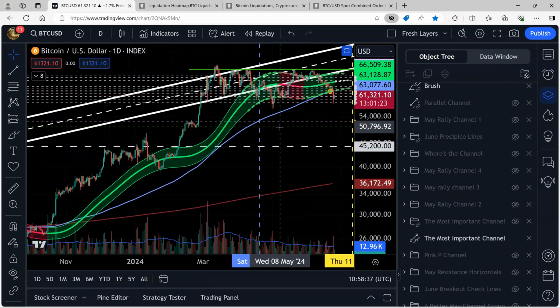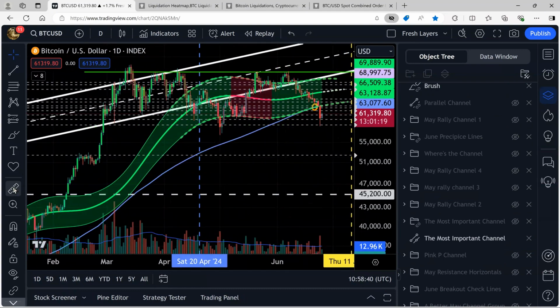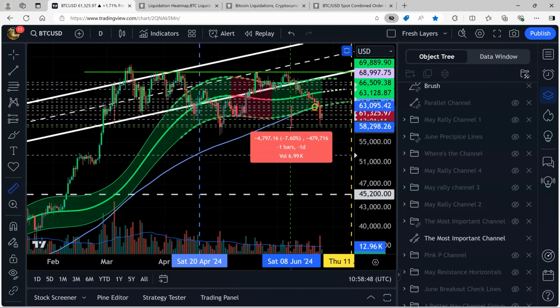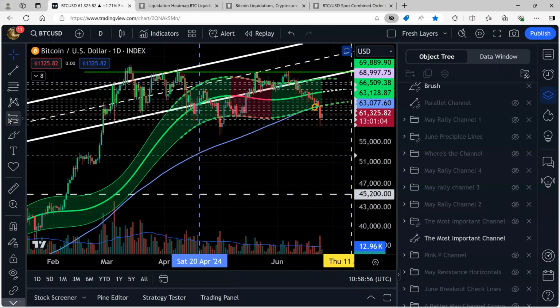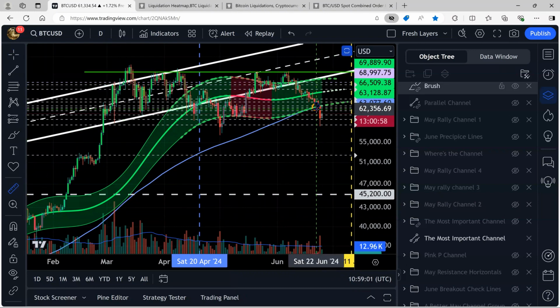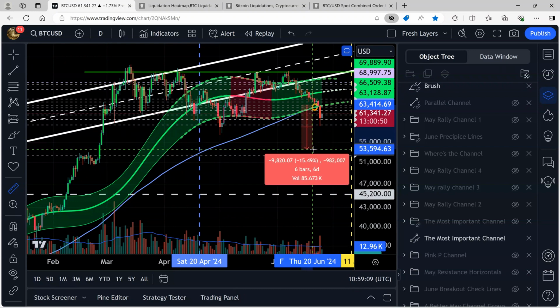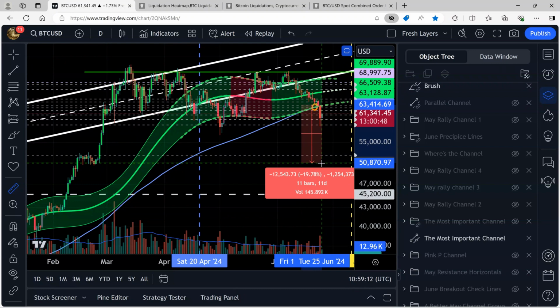Now we've fallen significantly out of the Gaussian channel, and let's measure that. The 7%. That's kind of normal. Now, could we fall out more? Yeah. But again, that would be a significant event like that one previously, like perhaps Mt. Gox selling all their coins. 20%, where would that take us? Yeah, that might take us around 50,000.